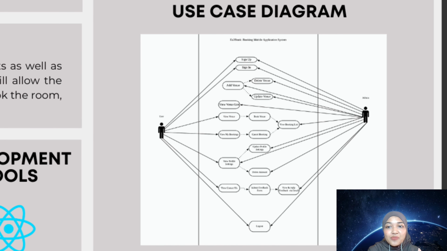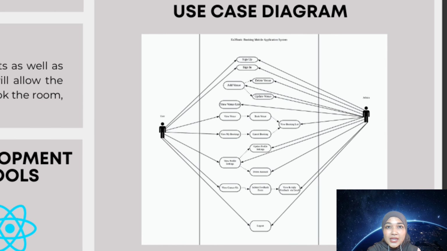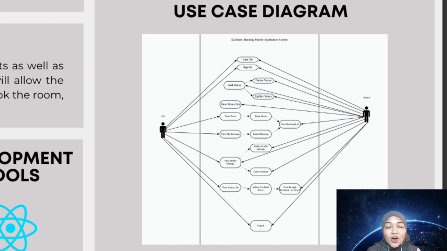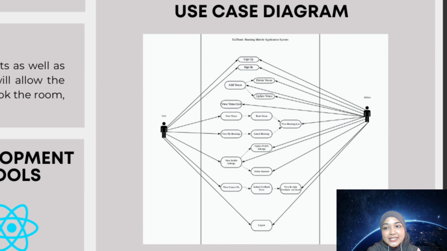From there, they can book a venue, and this will be sent to the booking list, which can only be viewed by the admin. Once the booking has been made, the user will be able to view this information on the My Bookings page. They will also be able to cancel a booking, and this information will be sent back to the booking list page.